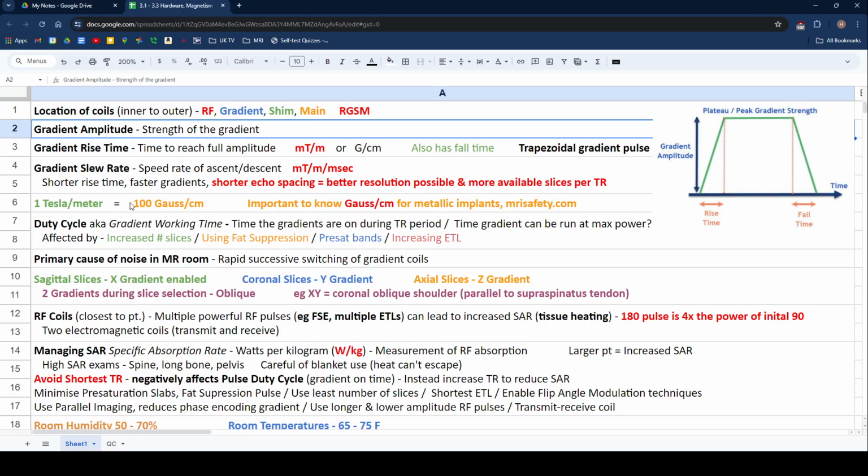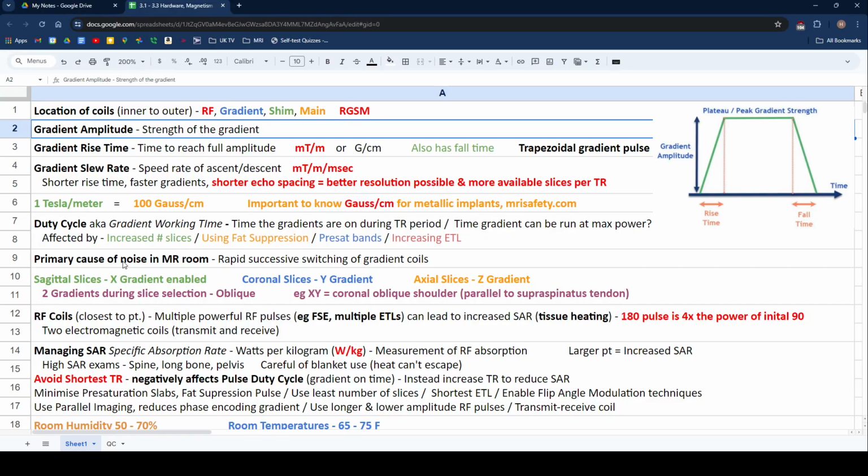1 Tesla per meter equals 100 Gauss per centimeter. It's important to know the Gauss per centimeter for metallic implants found on MRIsafety.com. The duty cycle, aka gradient working time, is the time the gradients are on during the TR period, or the time the gradient can be run around max power. Affected by increased number of slices, using fat suppression, preset bands, and increasing ETL.